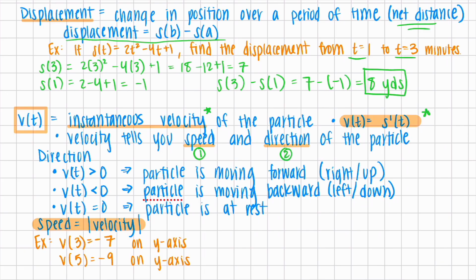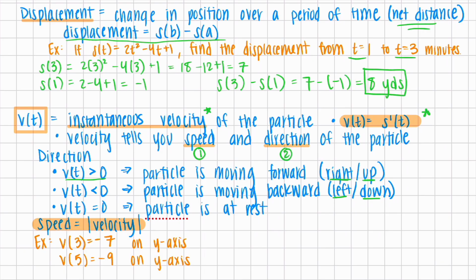So for direction, when v of t is greater than 0, the particle is moving forward. So if you're on the x-axis, forward is right. If you're on the y-axis, forward is up. If v of t is less than 0, the particle is moving backward. So on the x-axis, backward is left. On the y-axis, backward is down. When v of t equals 0, your velocity is 0, your speed is 0, your particle is at rest. It's not moving left or right, it's not moving up or down.